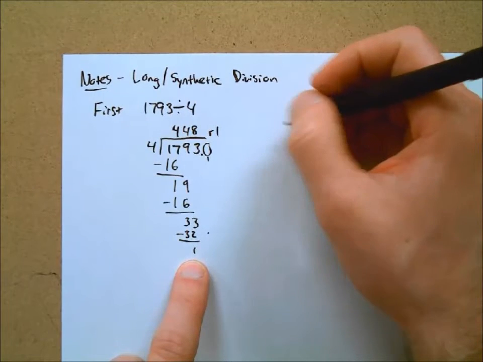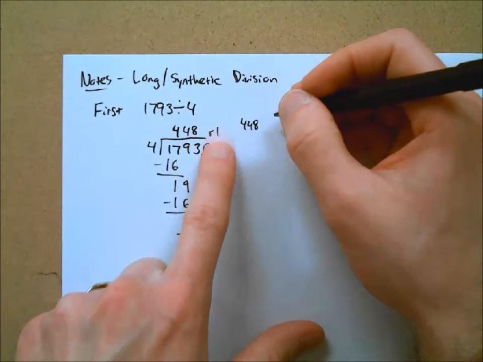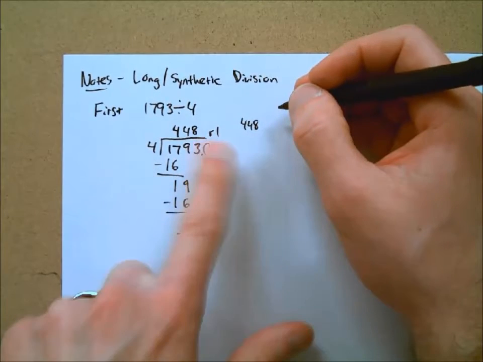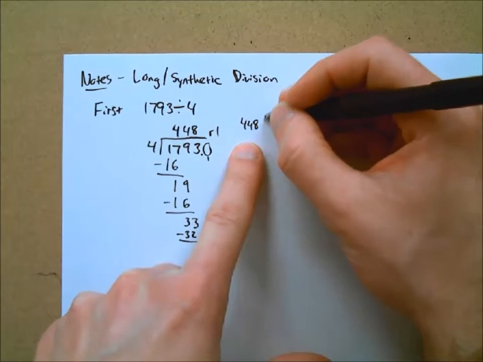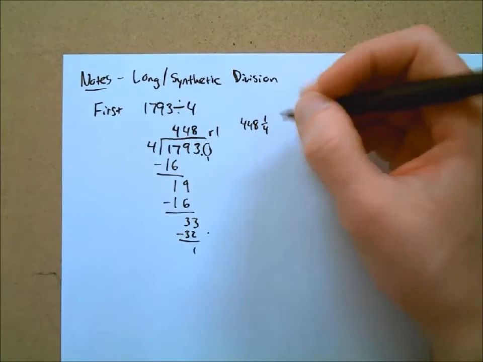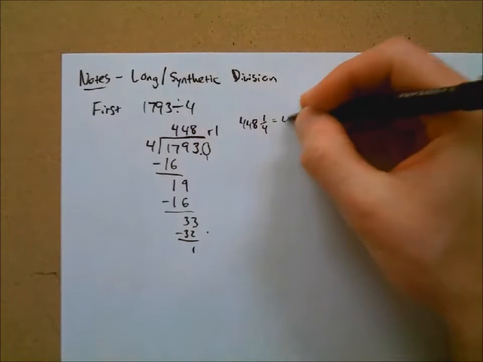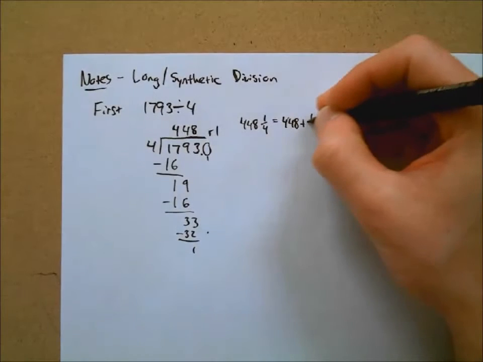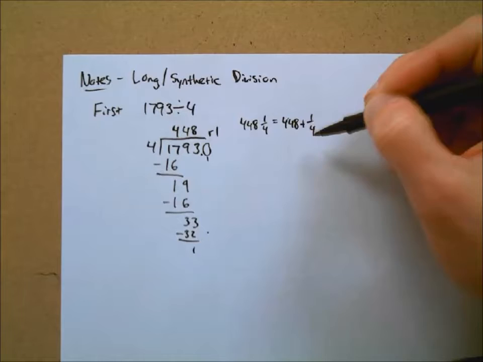But of course, we also know that with our remainder, we can say that means there's 1 that we have not yet divided by 4. So it's 448 as our answer, and 1/4. We haven't divided that last 1 by 4, and so we'll have to leave that just as a 1/4, which remember is the same thing as 448 plus 1/4. When you say 448 and 1/4, that really means 448 plus 1/4 like that.